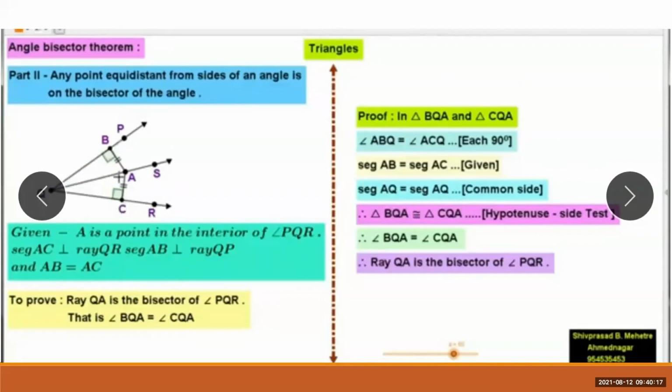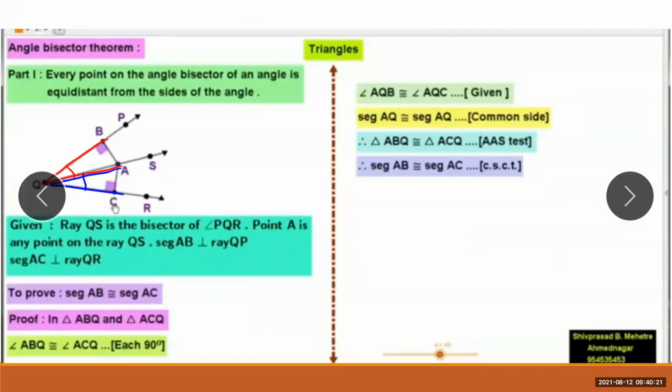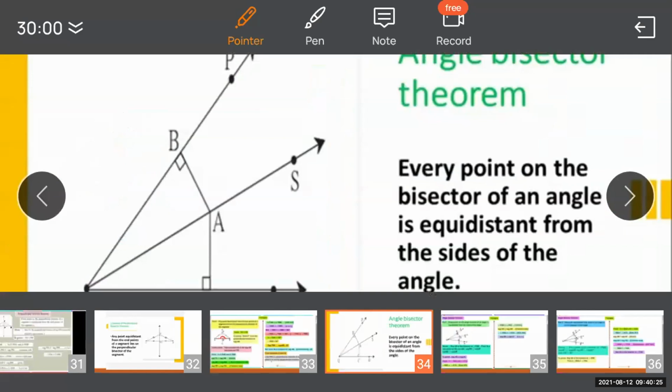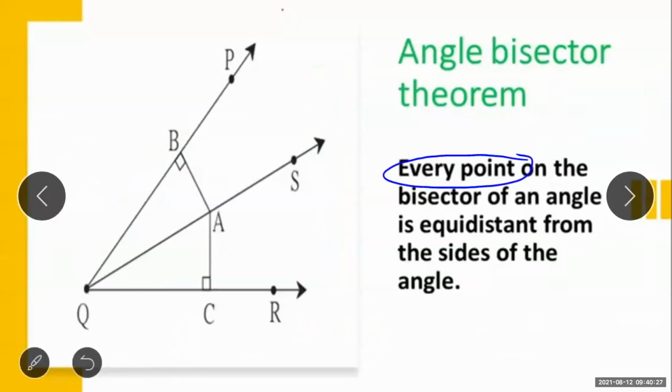Now, what was the angle bisector theorem? Okay, that every point on the bisector is equidistant from the sides. Okay, a point on the bisector, that is equidistant. Now, what is the converse? That if a point is at equidistant, that will be on bisector.